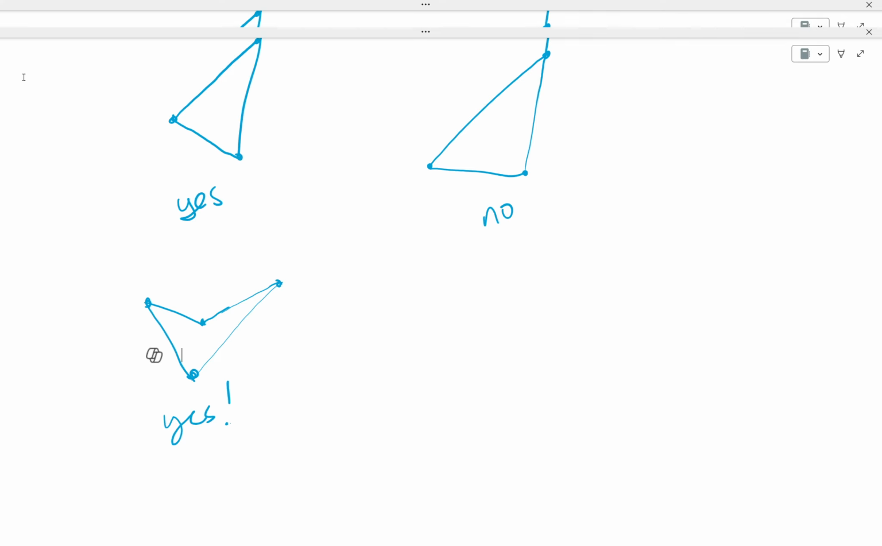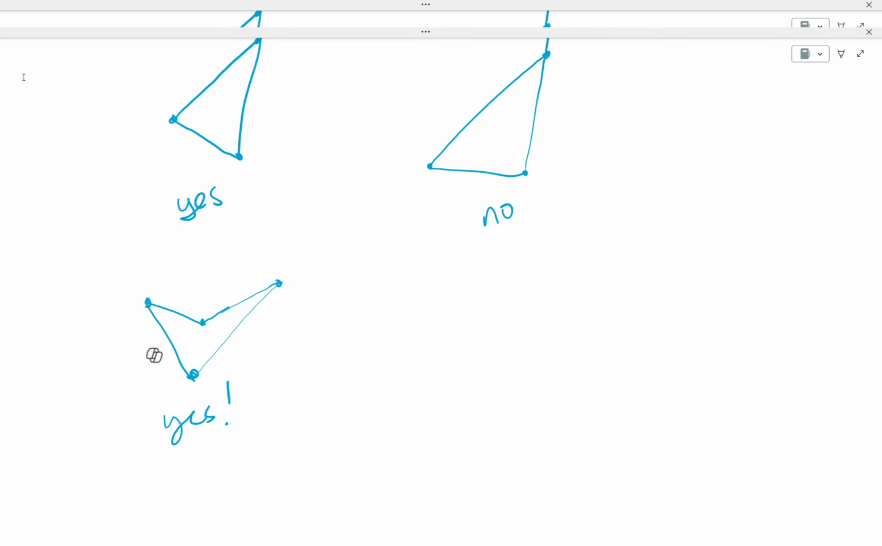All right. But yeah, it meets the definition. It's got four sides, minimum of three, so it's got more than three. It's got four. And then every single vertex connects with two other vertices. So we're good to go.